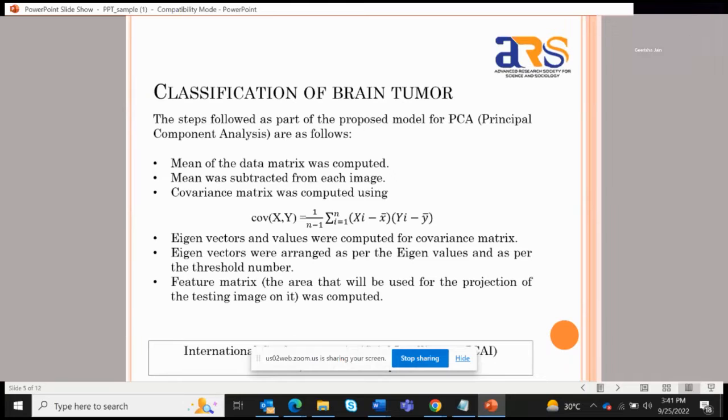As you can see on the screen, these are the steps followed to perform PCA as part of the proposed model. Firstly, the mean of the data matrix was computed. Then the mean was subtracted from each image. Then the covariance matrix was computed using the equation shown in the slide. After this, the eigenvectors and eigenvalues were computed for the covariance matrix. And finally, the feature matrix was generated.